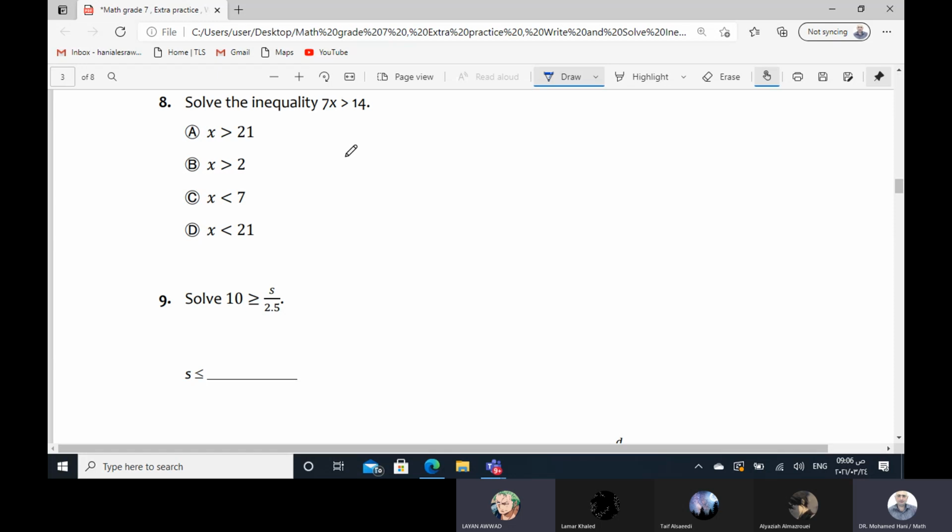Okay, thank you. So to solve this multiplication inequality, take the coefficient 7, then divide the two sides by 7, divide here by 7, and divide here by 7. 7x divided by 7 remains x greater than 14 divided by 7 will be 2. So the answer will be B.